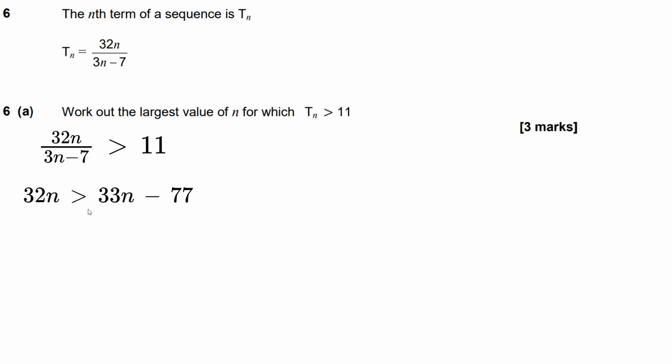Add 77, take away 32 to get n is less than 77. And we want the largest value, so n cannot be 77, it has to be the next number that's lower than it, so n equals 76.